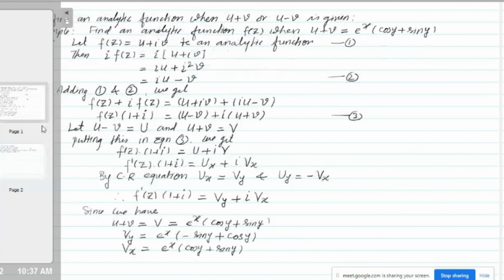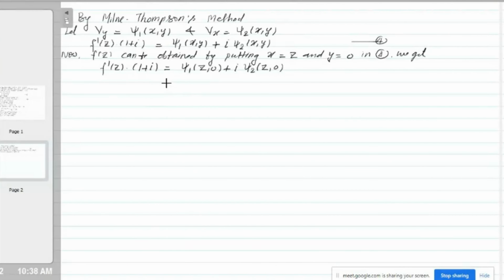Listen, where we found this one. Okay, this one. So instead of x we put here z. So this becomes e raised to z, and sine 0, y is 0, and cos y is 0. Okay, so just write down e raised to z. First term is what? E raised to z bracket minus sine 0 plus cos 0.